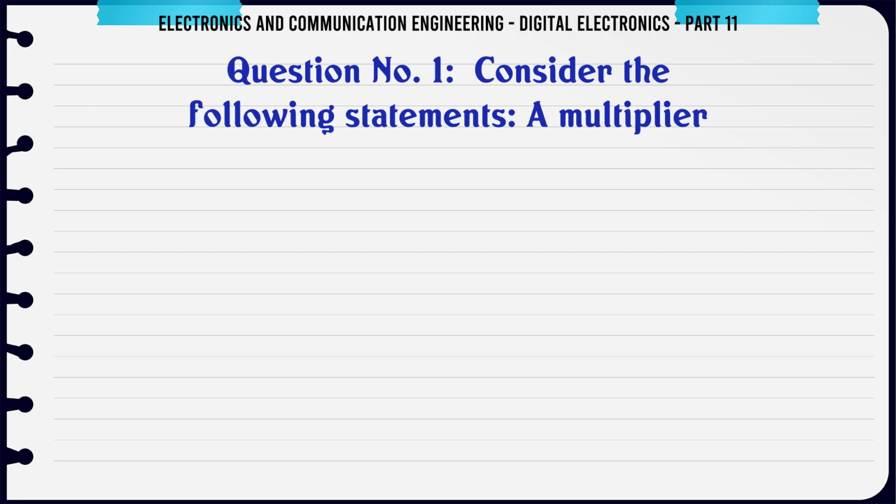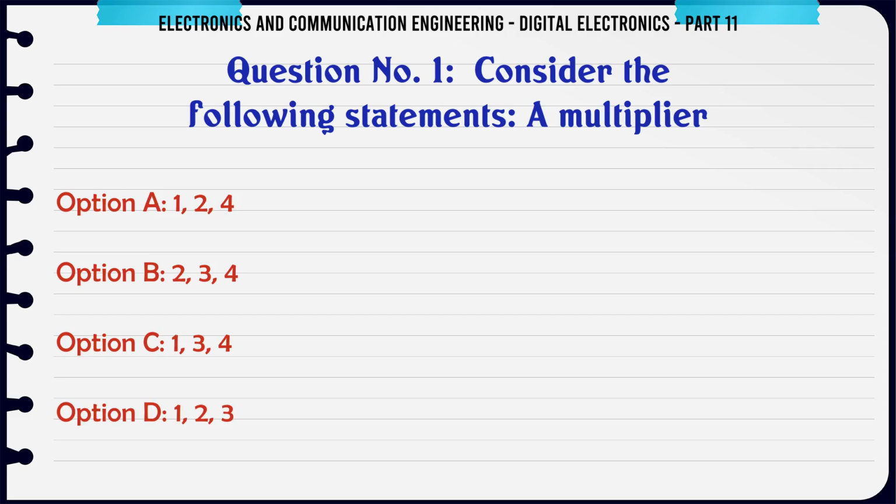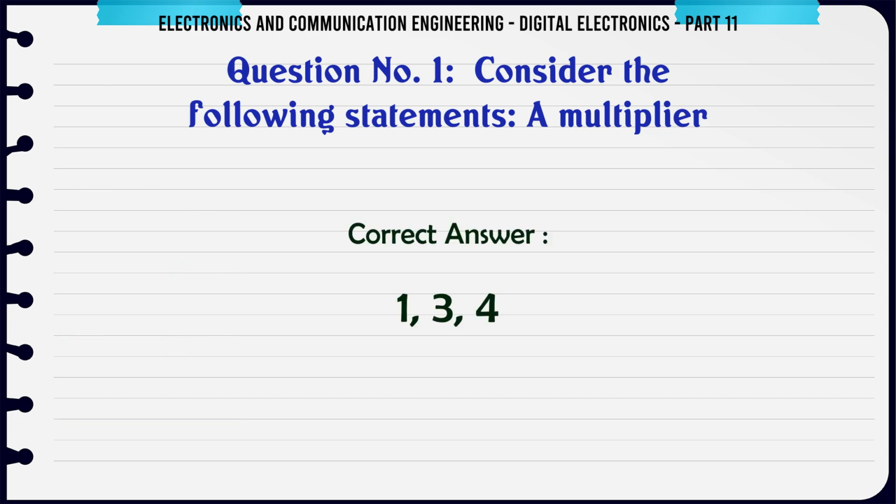Consider the following statements: A multiplier. A: 1, 2, 4. B: 2, 3, 4. C: 1, 3, 4. D: 1, 2, 3. The correct answer is 1, 3, 4.